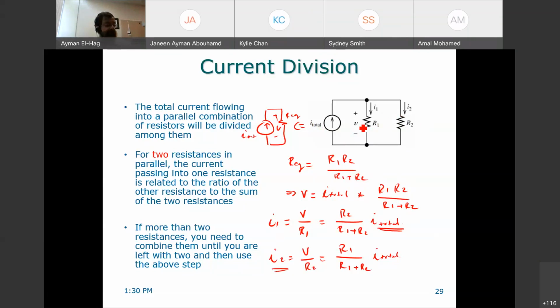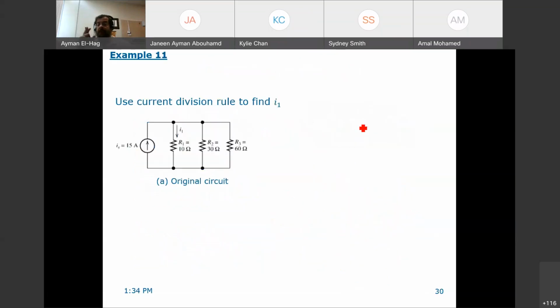The question is, what if we have more than two resistors? Here we have three resistors, and I am interested in this current.